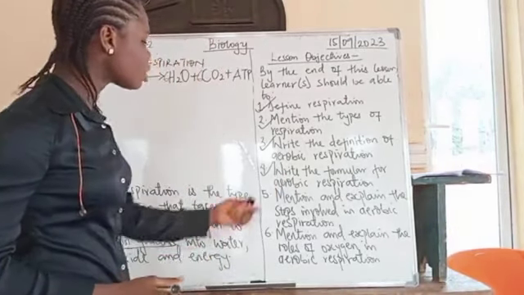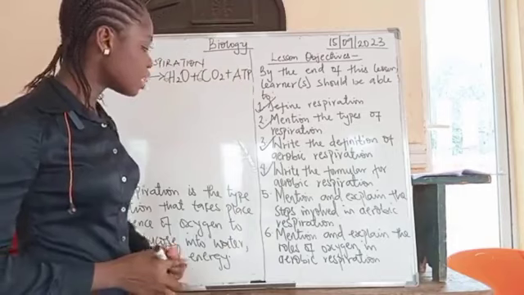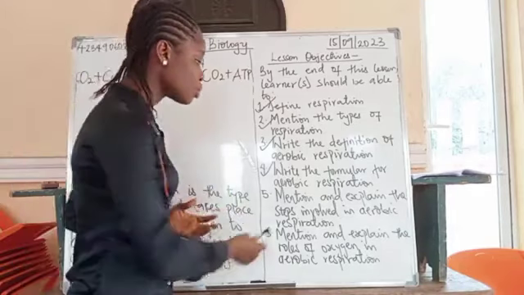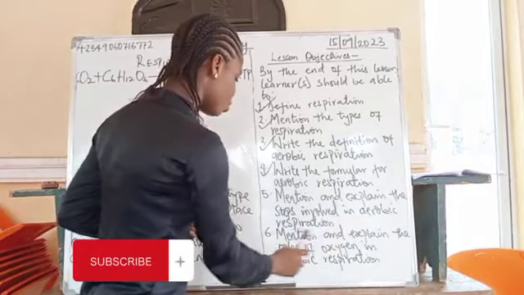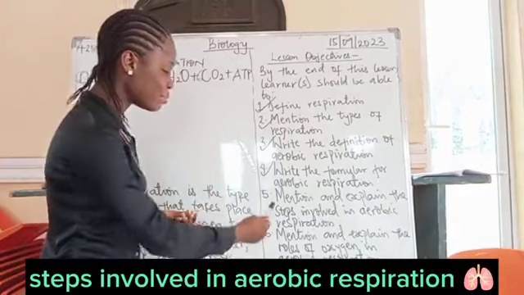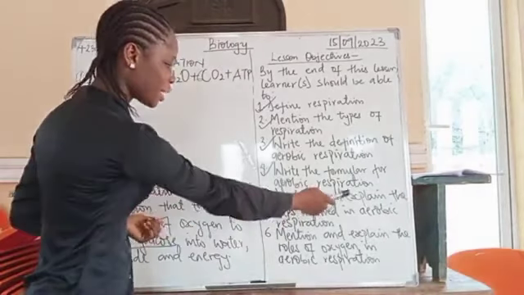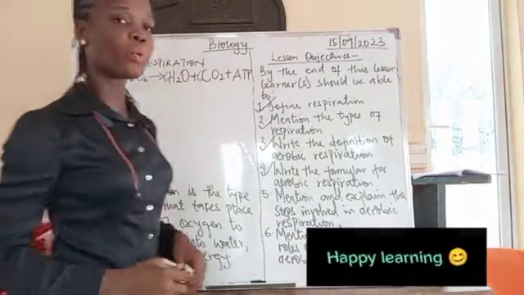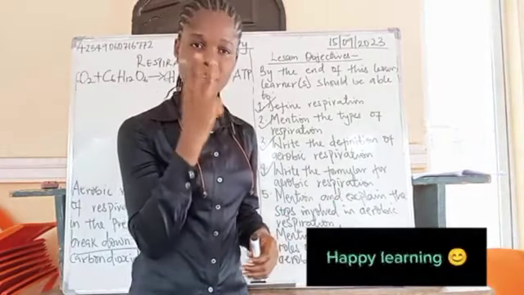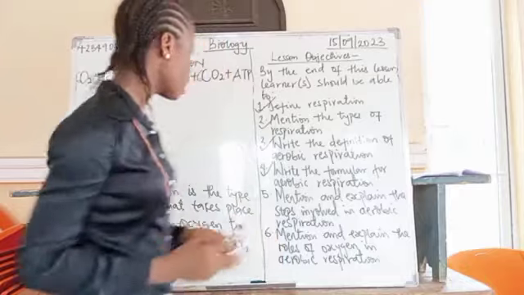And we will go over to the fifth lesson objective, which says that my learner should be able to mention and explain the steps involved in aerobic respiration. So, the first thing we have here is mention, before we talk about explaining the steps involved in aerobic respiration. Now, we have 3 steps involved in aerobic respiration.